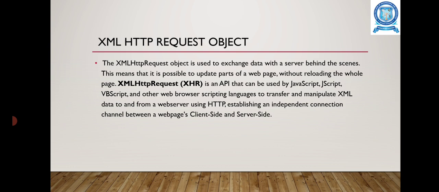The next one is the XML HTTP request object. The XML HTTP request object is used to exchange data with a server behind the scenes. This means that it is possible to update part of the web page without reloading the whole page. That is, the XML HTTP request is an API that can be used by JavaScript, JScript, VBScript and other web browser scripting languages to transfer and manipulate XML data to and from a web server using HTTP, establishing an independent connection channel between the web page on the client side and the server side.